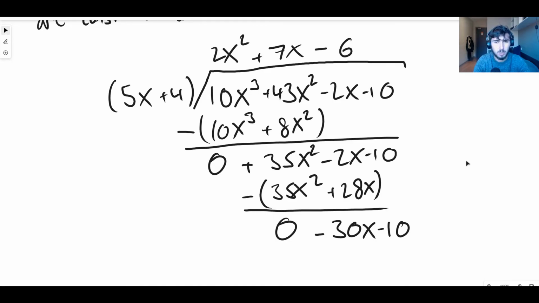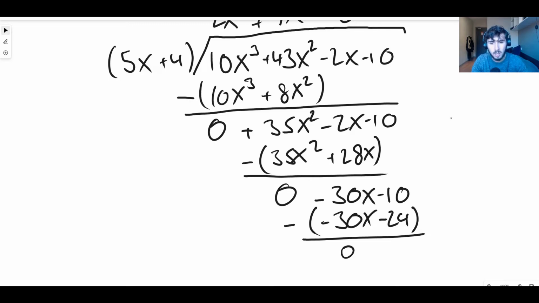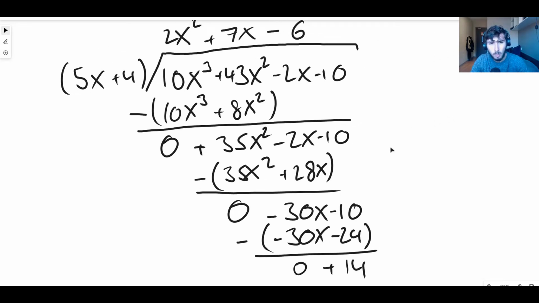We then do minus 6 times 5x, so we put our minus here, and minus 6 times 5x is minus 30x. And then we do minus 6 times 4, which is minus 24. And we take away, so minus 30x minus minus 30x is 0, because that's minus 30x plus 30x. And then we have minus 10 minus minus 24. That's minus 10 plus 24, which is plus 14. Okay, so 14 is our remainder.